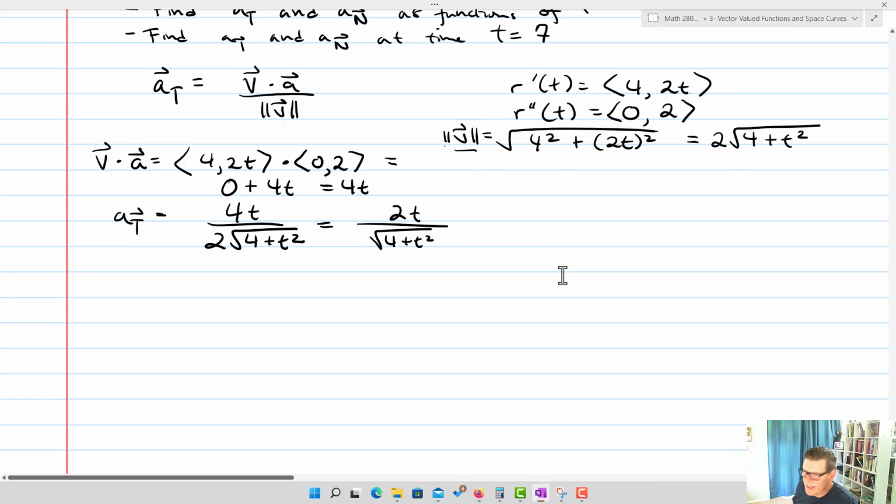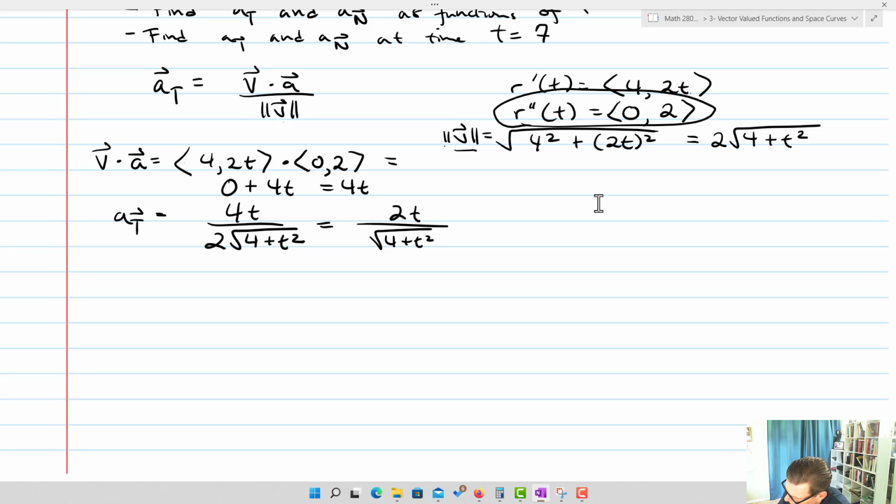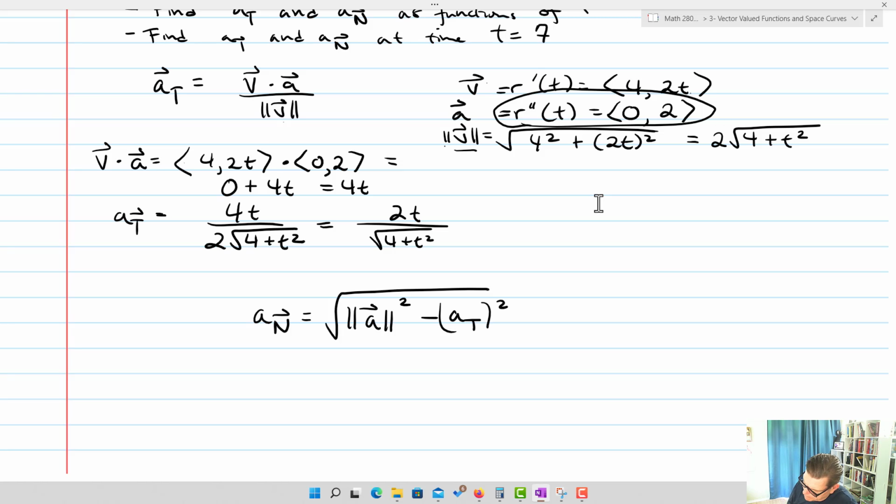To find our normal component, now that I've actually got a sub t, and I know a, my acceleration vector, which is just r double prime of t, that's a. By the way, here's v. What I can do now is a sub n is going to equal the square root of the magnitude of a squared minus a sub t squared. And so we'll first find the magnitude of a. The magnitude of a is the magnitude of <0, 2>, which just equals the square root of 2 squared, which equals 2. So that's the magnitude of a.